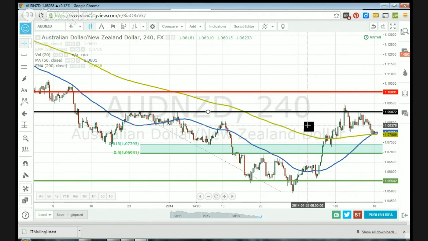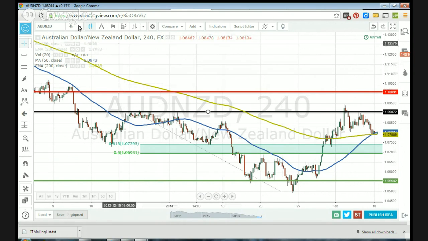I'll move my stop forward 1 pip. Okay. So this one didn't get filled. I don't know if it will. Let's go back to the daily.